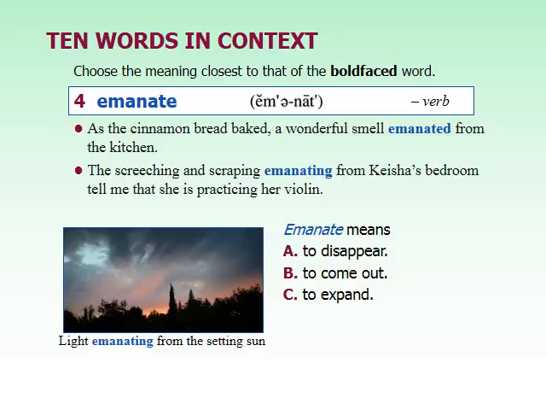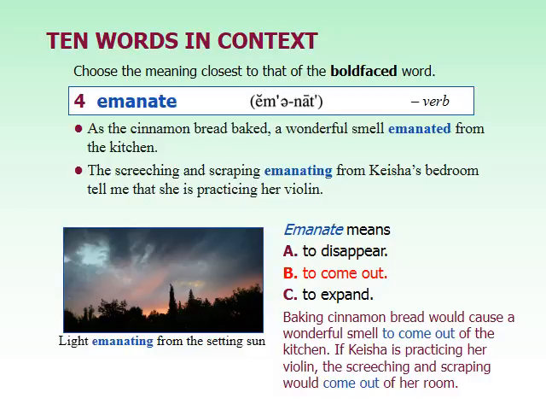So emanate is a verb. This has that long A sound. As the cinnamon bread baked, a wonderful smell emanated from the kitchen. The screeching and scraping emanated from Keisha's bedroom, telling me that she was practicing her violin. And what emanate means is to come out. Emanate is number 3 on page 85: to flow or come out from a source, to come forth.